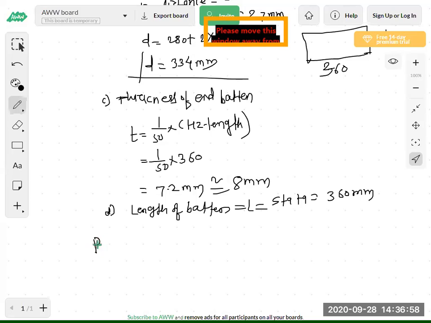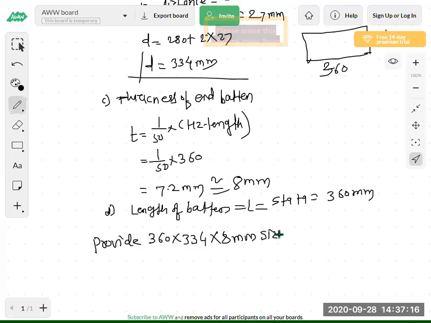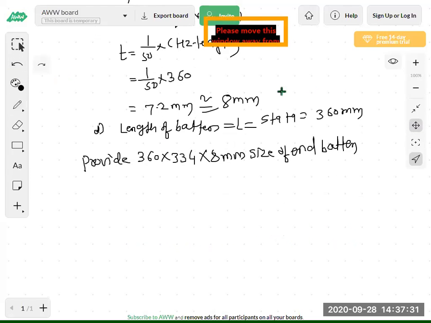Okay, so here we have to provide the dimension. So provide length, how much? 360 by width 334 by thickness 8 mm. So provide 360 by 334 by 8 mm size of end batten. Are you getting? So this size end batten we have to provide. Are you getting? So easy, we only have to follow the procedure.